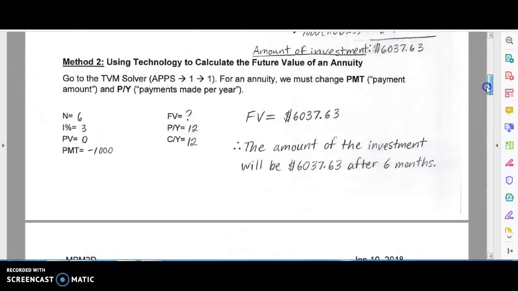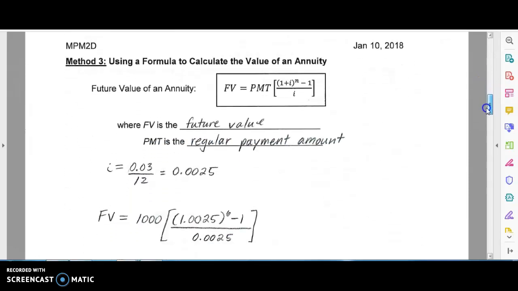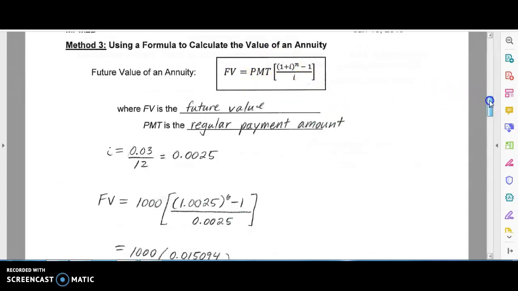But before I get to method 3, just very quickly, we're not going to be looking at method 2, which is using a TVM solver. So any questions you see in the homework involving a TVM solver, you can skip those. Okay, so moving on then to the formula method. So here is your formula. If we were to have a test on this, like if we were in class, you would be given this formula, so you wouldn't have to memorize it. You just need to know, as always, what each of the variables stands for.